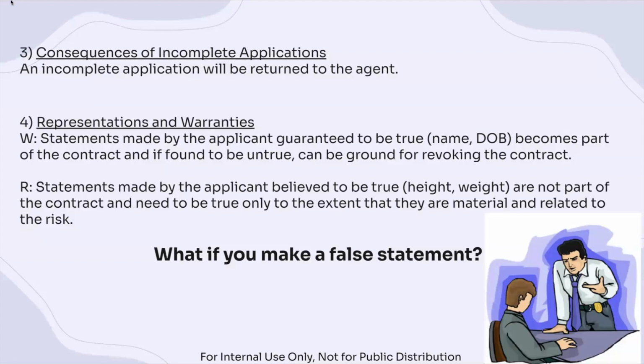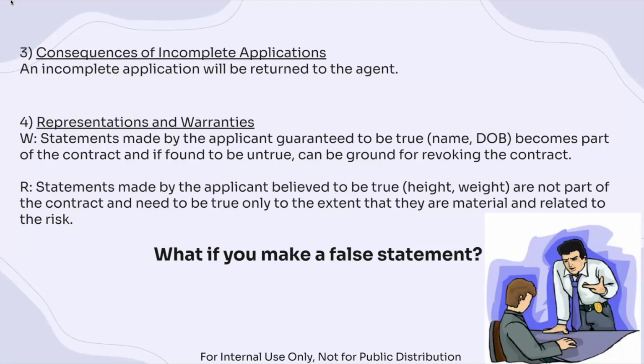Okay. And number four, we're talking about representations and warranties. This is something that is new to us, especially with life and health insurance. We really want to be familiar with this terminology. Warranties are statements made by the applicant guaranteed to be true. These are the name, the date of birth. If it's untrue, the contract would be revoked. But with warranties, you want to be thinking that these are statements that are guaranteed to be true.